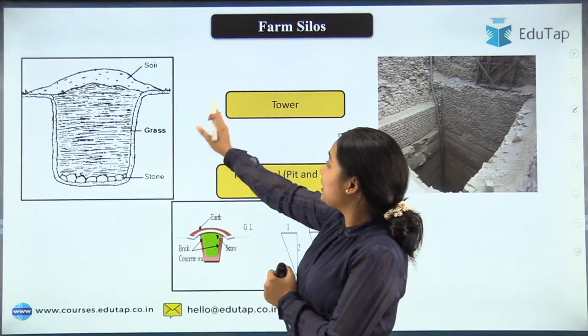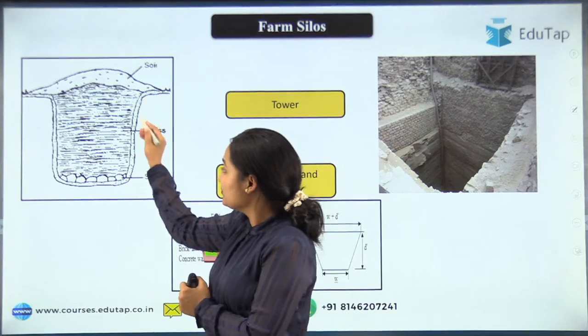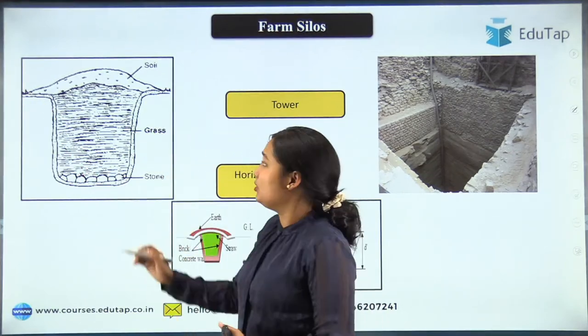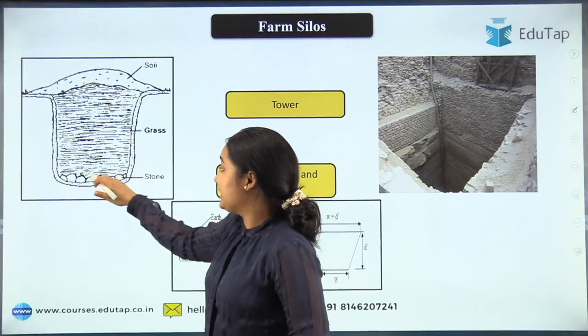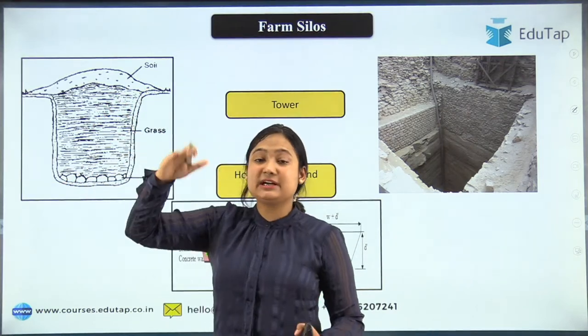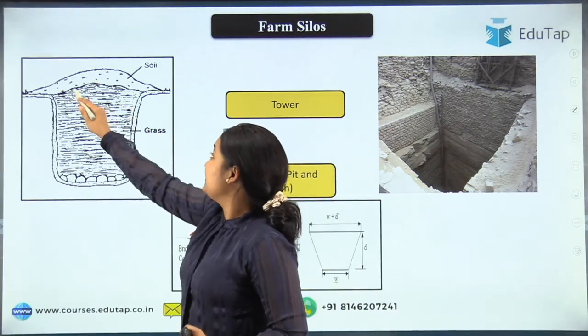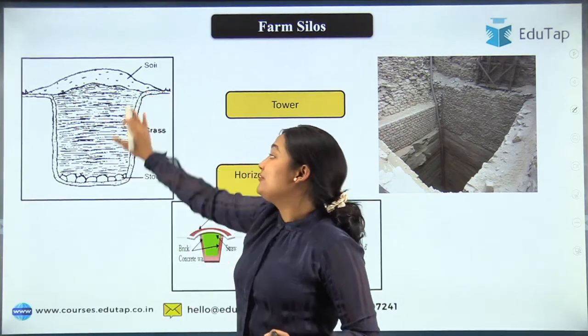So first of all, your tower-like structure is there. So what we do? We prepare a hole. In the ground we dig a deep hole, and we fill it: first of all, a stone layer is made, and then we fill in the grass that we have collected for our farmers, and then we put soil over it. Now why are we doing this?